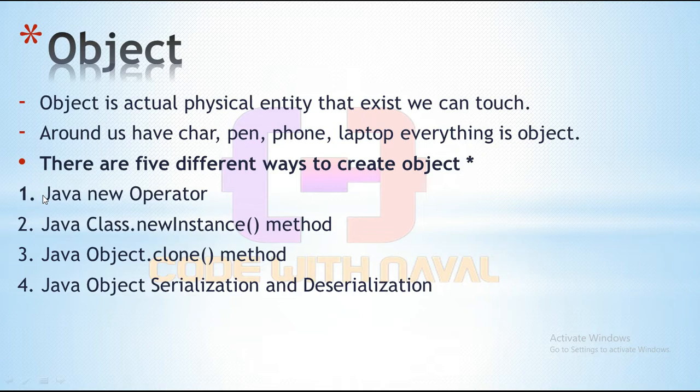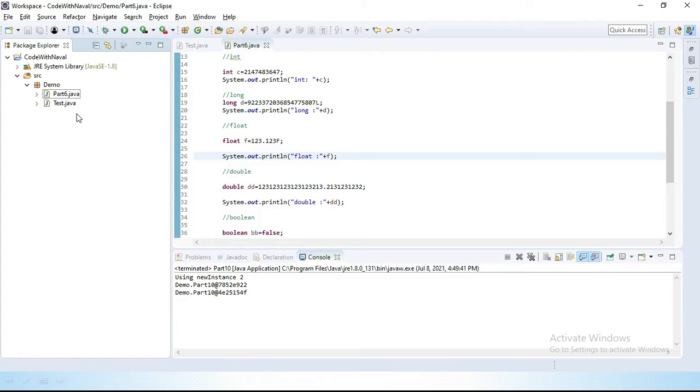This is a very important question. Most of the time the interviewer asks, can we create an object without using the new keyword? At that time, if you don't know how to create an object without using the new keyword, then you can't solve that question. So in this video we will see the four ways we can create an object. For that, let's open Eclipse and perform the practical.